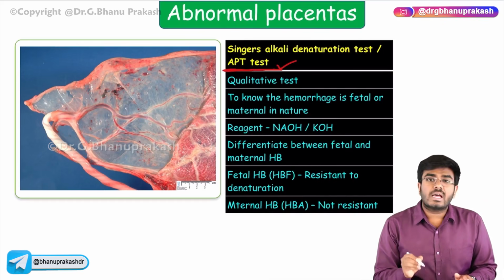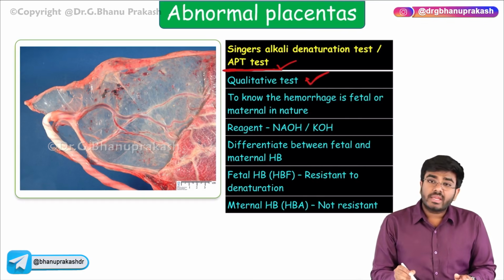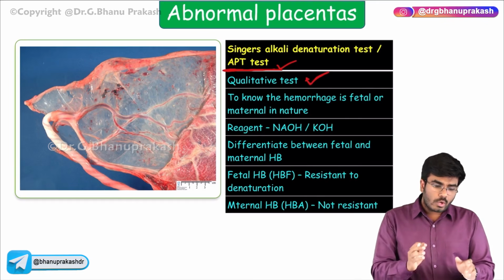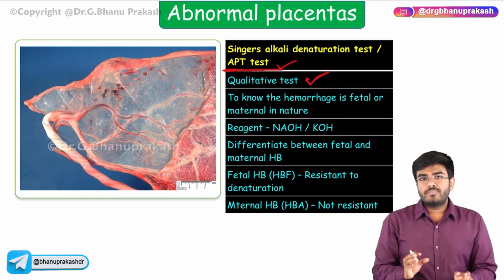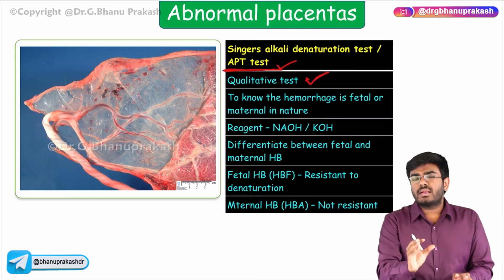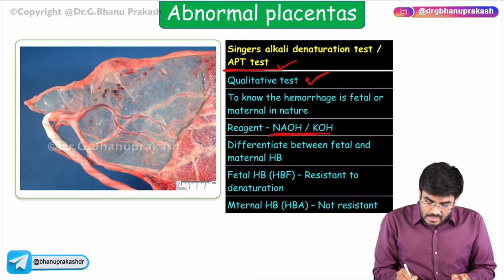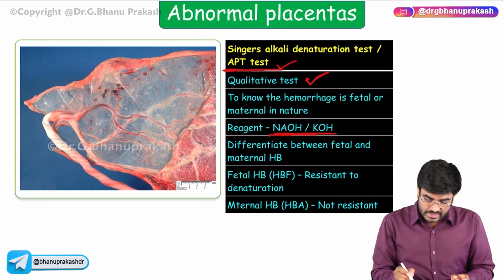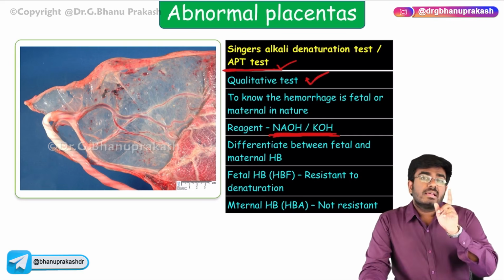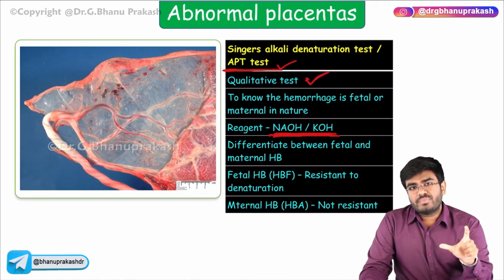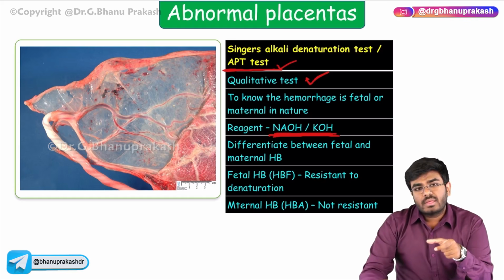What exactly is this APT test? Guys, the APT test is a qualitative test. What exactly are we going to do? See, now she is bleeding. You just collect that blood. Now you want to know whether this bleeding is maternal or fetal. What you can do is add alkali, sodium hydroxide. When you add sodium hydroxide to the bleeding, remember, if it is a fetal hemorrhage, you have added the alkali, nothing will happen.